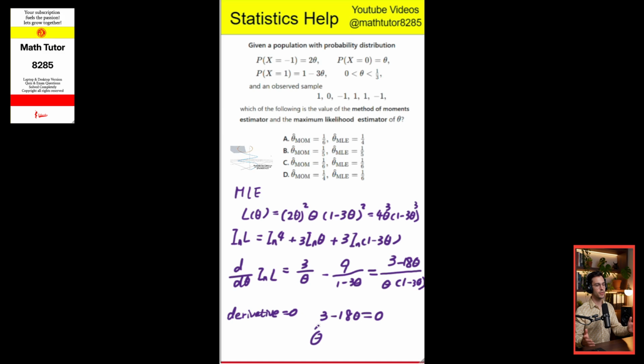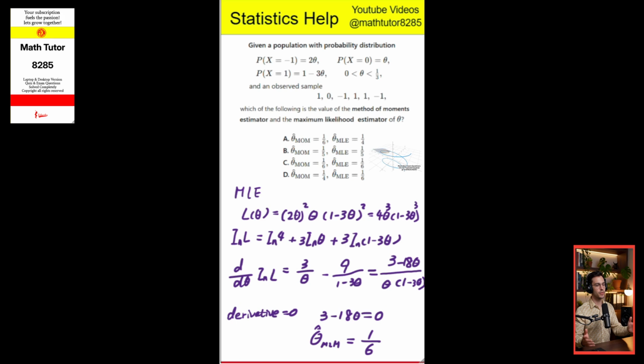Set the derivative equal to 0. This gives the simple equation 3 minus 18 times theta equals 0. Solving gives theta equal to 1/6. This value lies inside the allowable interval from 0 to 1/3, so it is the valid maximum likelihood estimator. Common mistake, forgetting to check that the critical point lies inside the allowed range of theta.